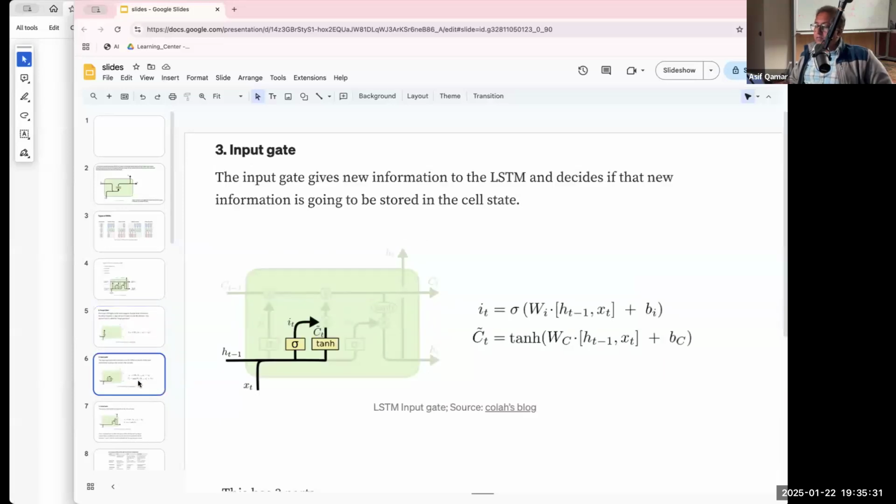And then similarly for the input gate, it's the same way. You can imagine the input i_t, and C_t is the new information or new data created out of the activation function, right? And then it's combined with the input i_t. So this is another way to read this equation.